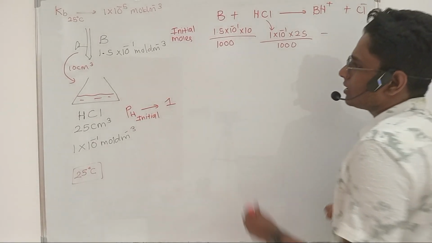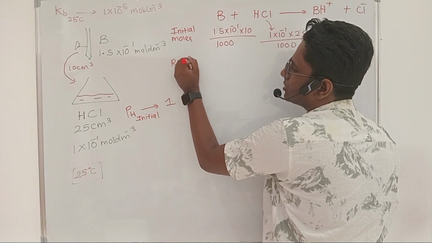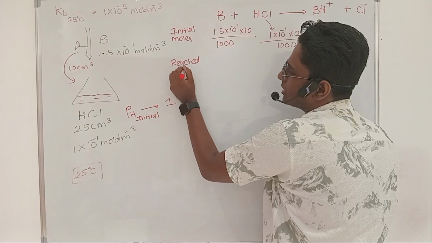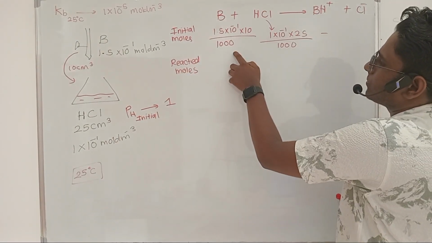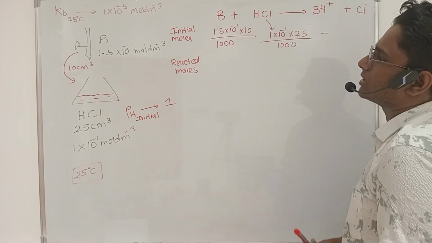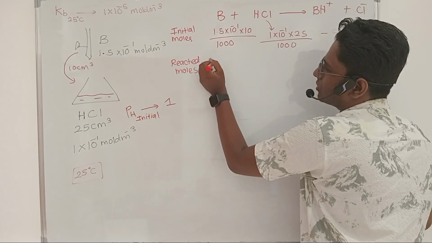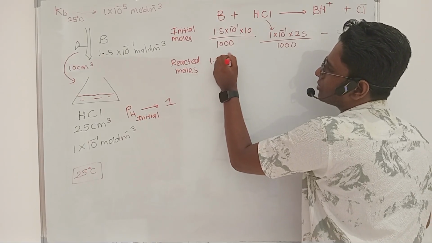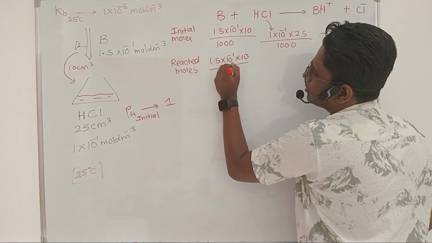Now what will happen? They both will be reacting. How do we find the reacted moles? You have to consider the limiting reagent. Who is the limiting reagent out of these two? B is the limiting reagent, so B will be reacting completely. So 1.5 × 10^-1 × 10/1000 is the reacted moles of B.